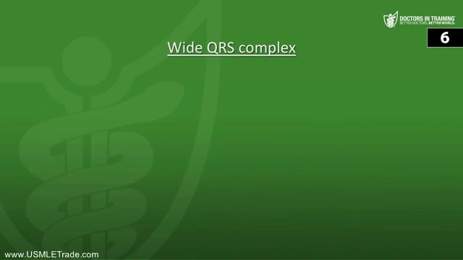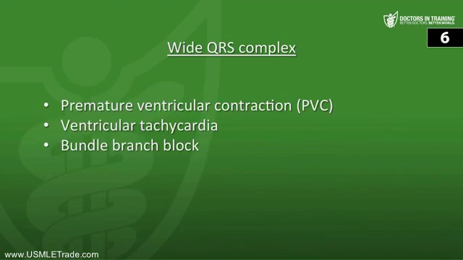Now with a wide QRS complex, the depolarization is not being propagated normally by that conduction system. Either you have a beat originating in the ventricles themselves, like a PVC, or maybe a ventricular tachycardia, or maybe you have some conduction system disease like a bundle branch block, so it takes longer than normal for the ventricles to actually depolarize. Next question.